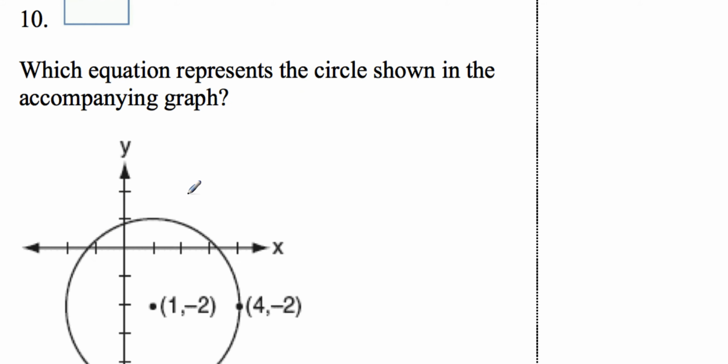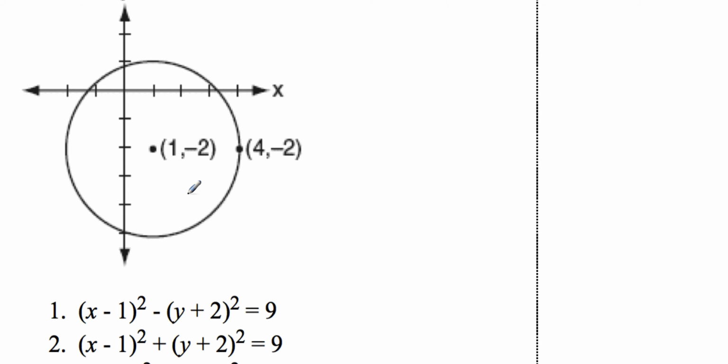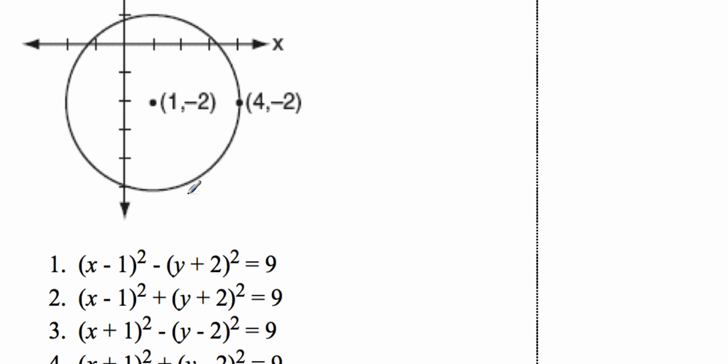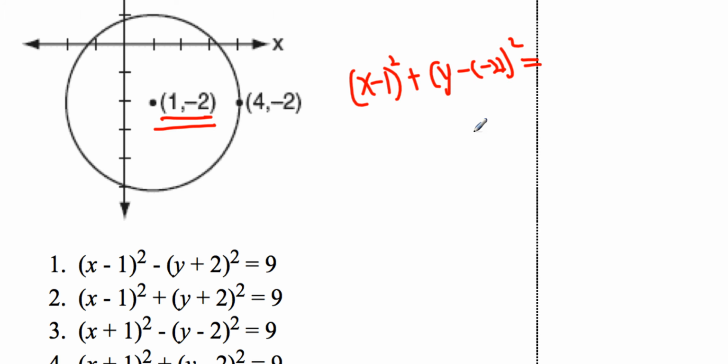Number 10. So from here you can see that the center is (1, -2). Then we have (x - 1) squared plus (y - (-2)) squared. But what's the radius? Notice that they have the same y value.